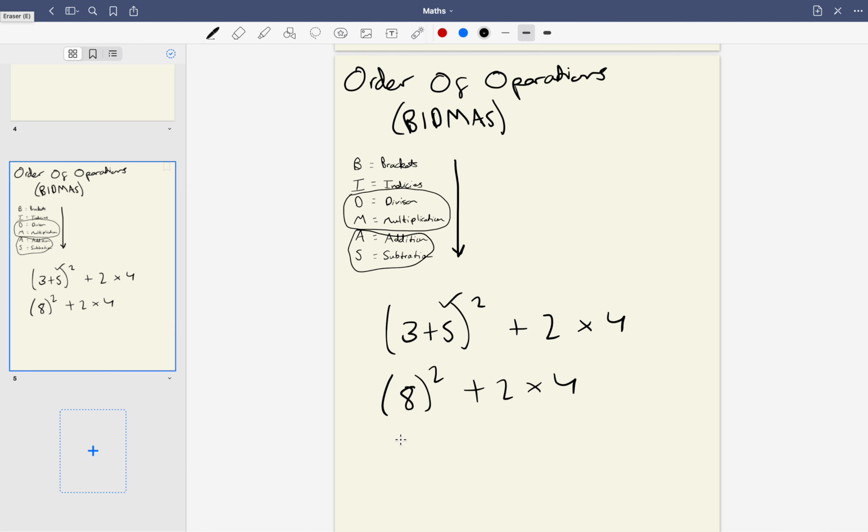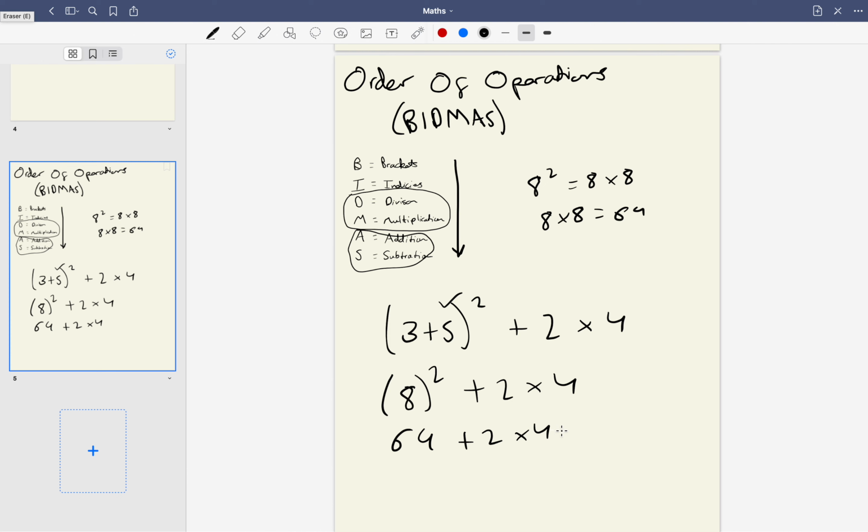So 8 squared means 8 times 8. So 8 squared equals 8 times 8, and 8 times 8 equals 64. So we now know that that's 64, but we can get rid of these brackets now because we've dealt with what's inside the bracket and what's outside of the bracket. So we've got 64 plus 2 times 4.